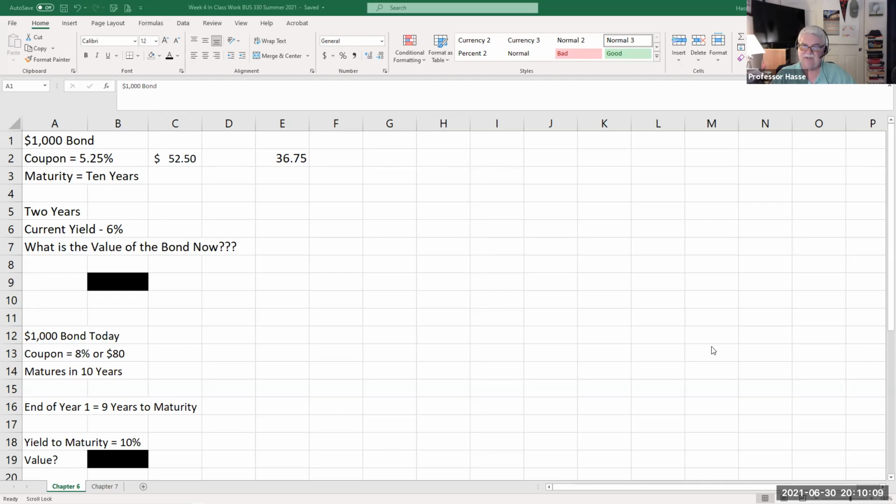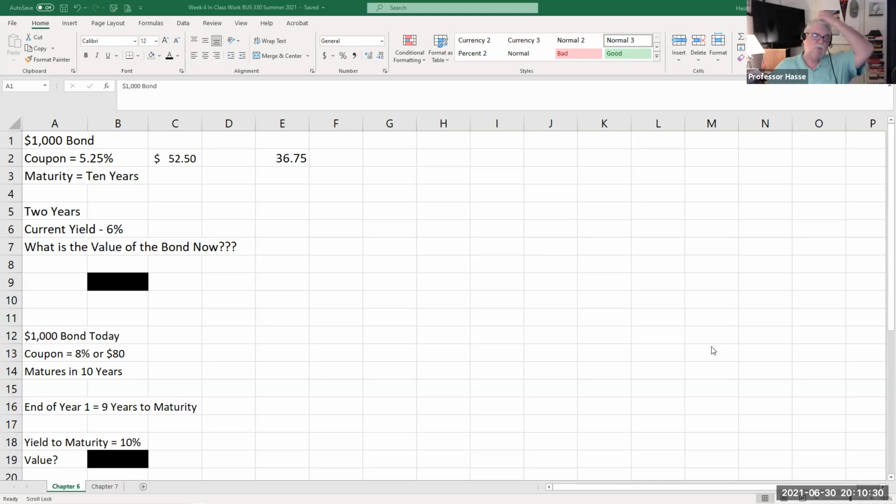Bonds have maturity dates. The nice thing about bonds is the company only has to pay interest until maturity. At maturity, they pay all the money back. Until then, they just pay interest every year. All right. So let's have an example.